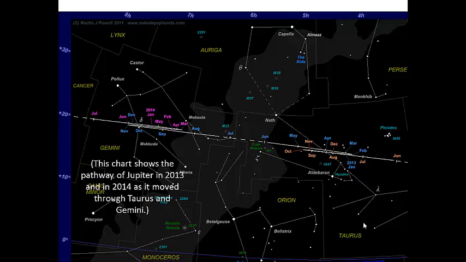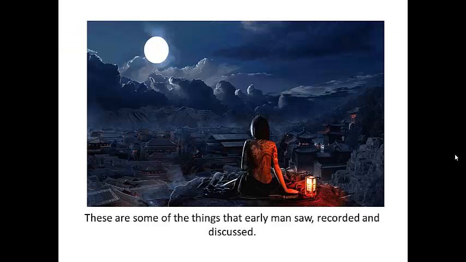Now this chart here, if you look in this position, this shows the movement of Jupiter in the night sky in 2013. And this shows the movement of Jupiter in the night sky in the constellation Gemini in the year 2014. And early man observed the movement of these stars, if you will. So these are some of the things that early man saw, talked about, and recorded.